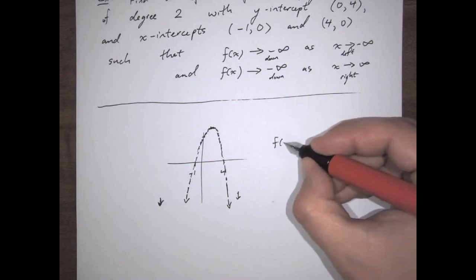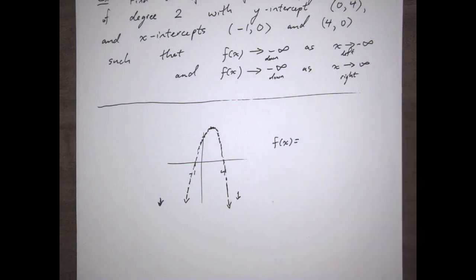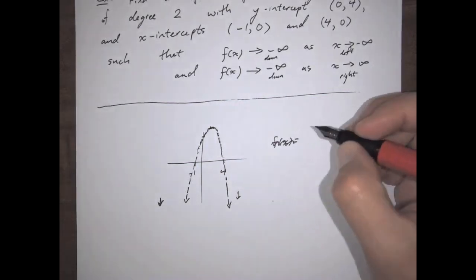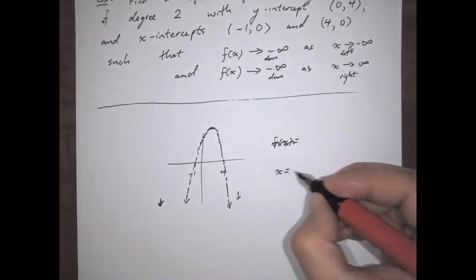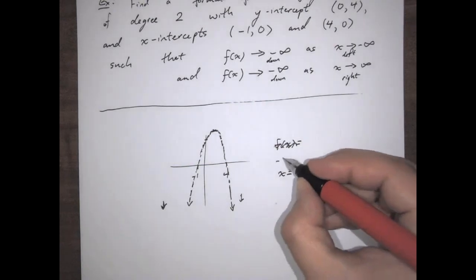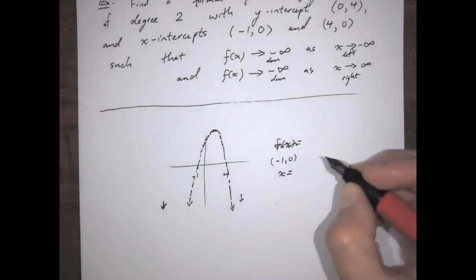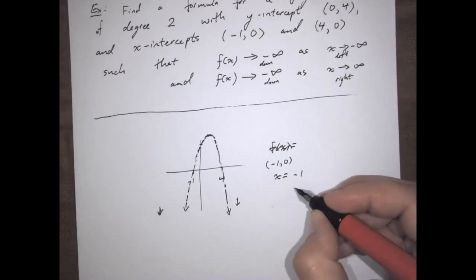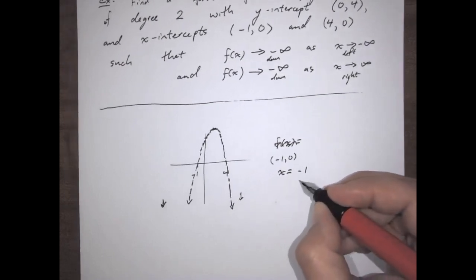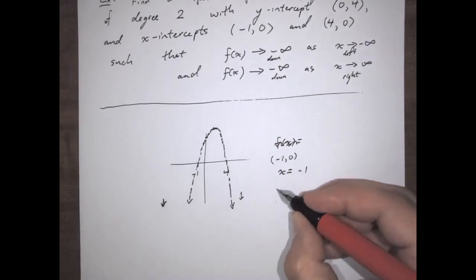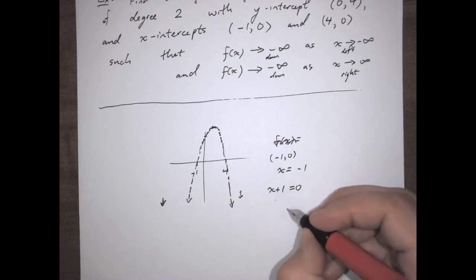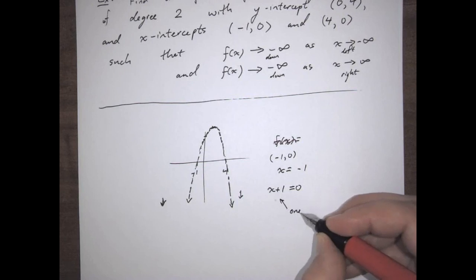But let's figure out what we need to figure out here. So first off, the x-intercept of (-1, 0). So that means that x equals -1 is going to be one of the places that's going to make the whole thing equal to 0. Now if we add 1 to both sides, it's going to give us x plus 1 equals 0. So this will be one factor.